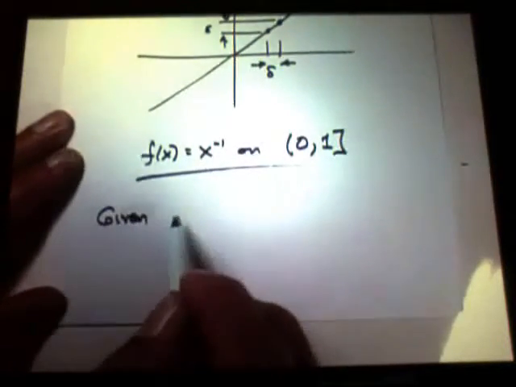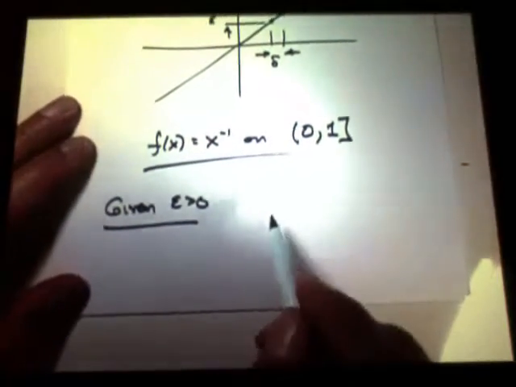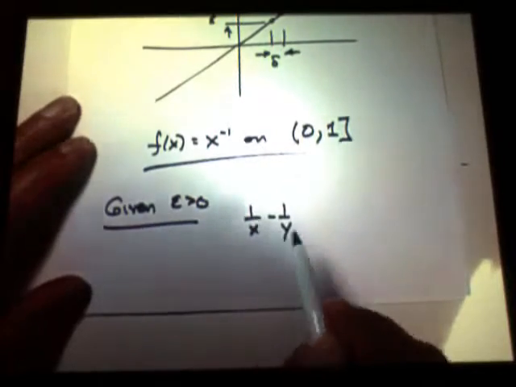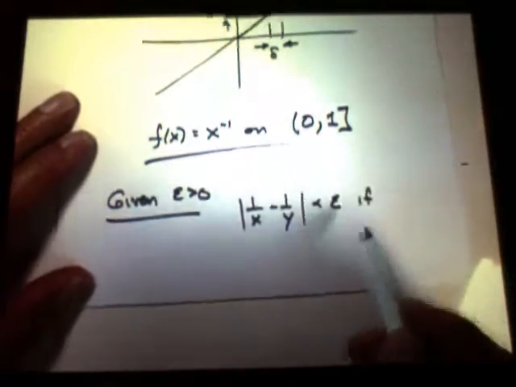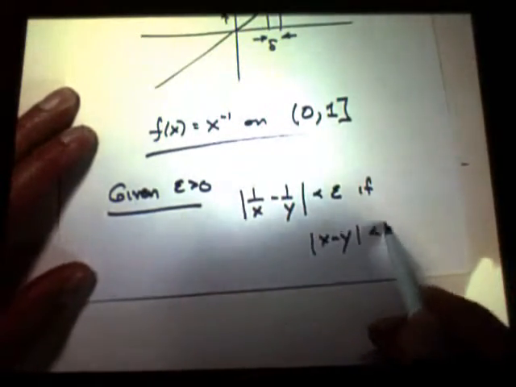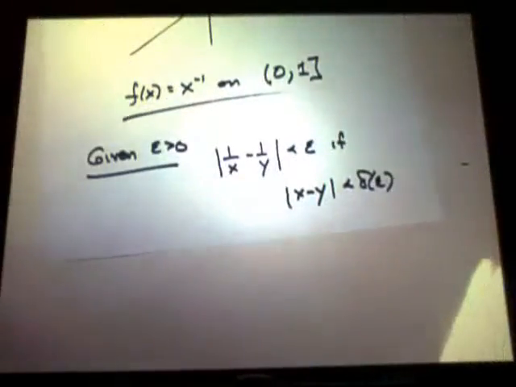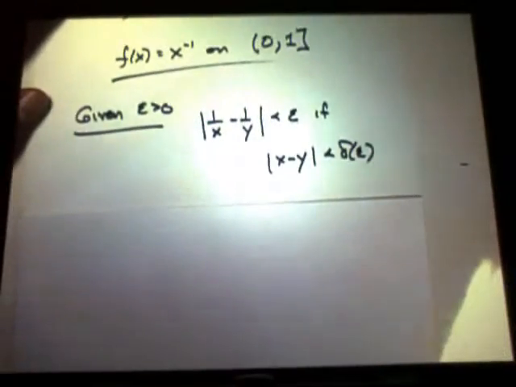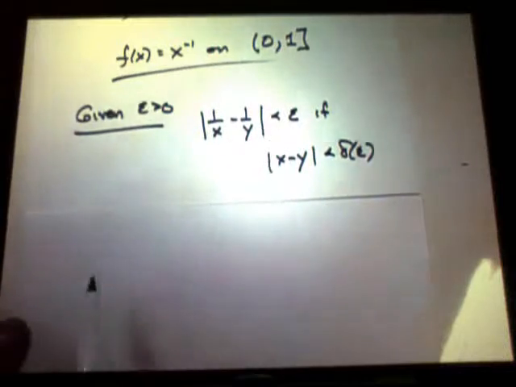So give it epsilon greater than 0. All right. Suppose 1 over x minus 1 over y, that's supposed to be less than epsilon if x minus y is less than some proposed delta. Right, that's what's supposed to happen. That's what we'd like to happen. If that happens, it's uniformly continuous. I don't think we can make this occur.